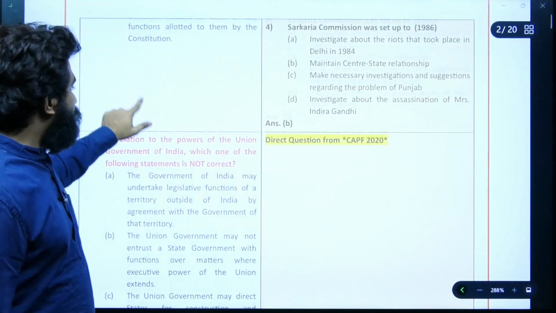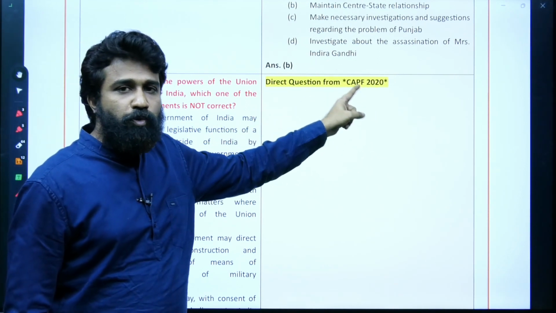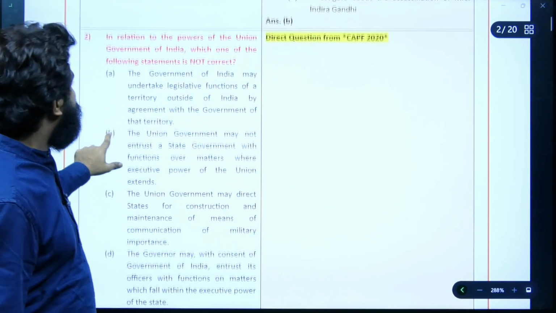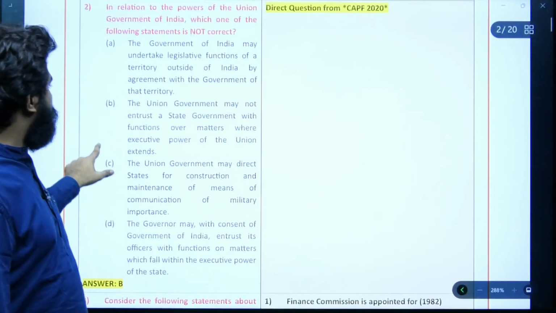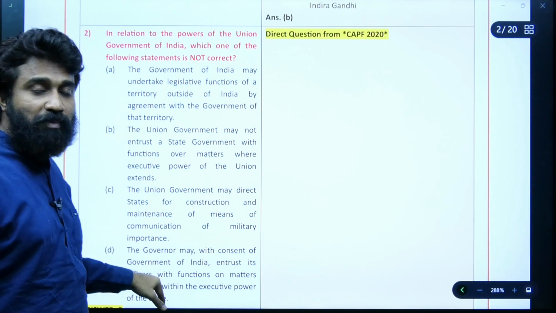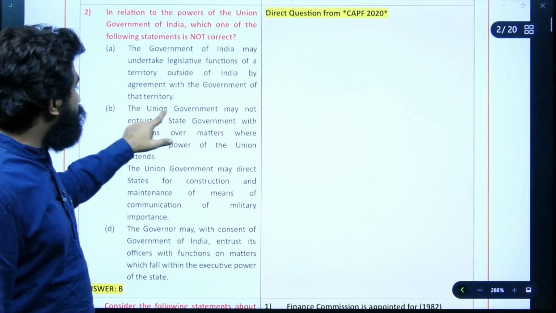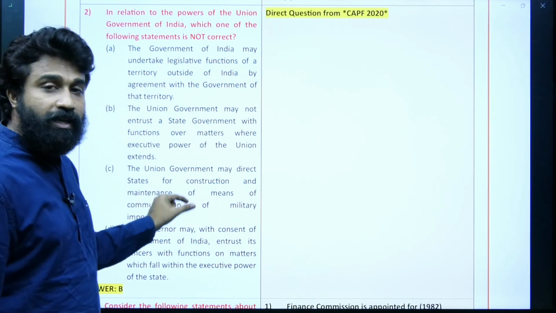Similarly, in 2014 and 2020, on the Central Armed Police Force, a direct question was asked in relation to the powers of the Union Government of India, asking which is not correct. That means 3 statements are correct. Therefore, this is enriching your content. You not only recognize the statement which is wrong, you will remember all the 3 correct statements here.